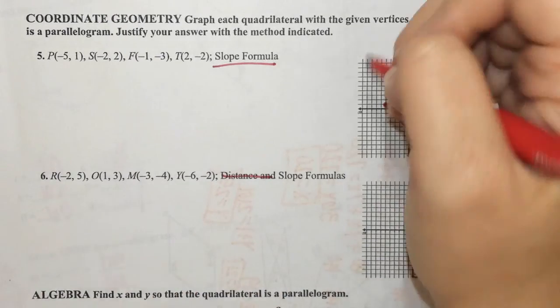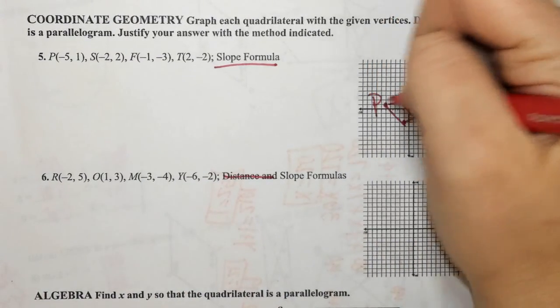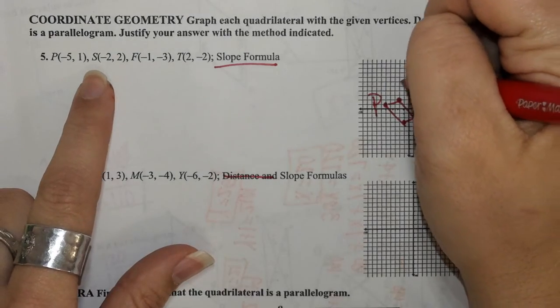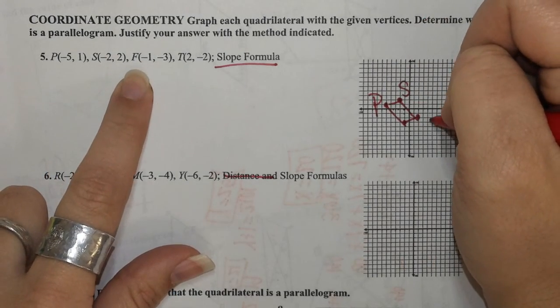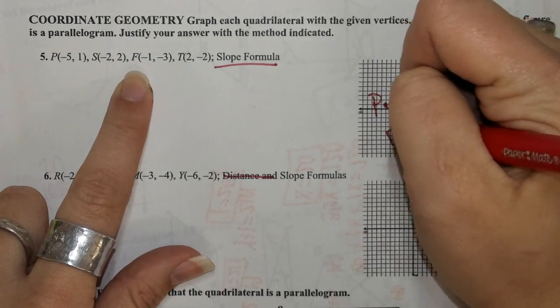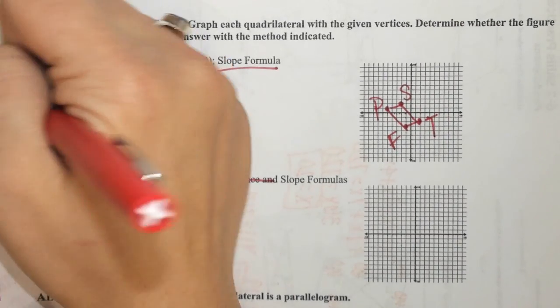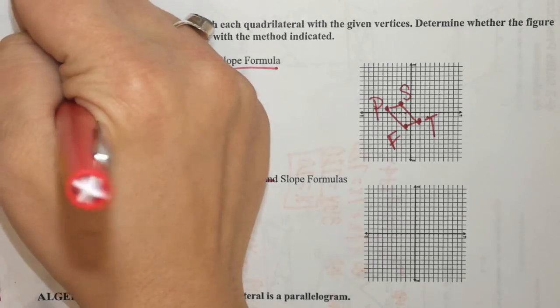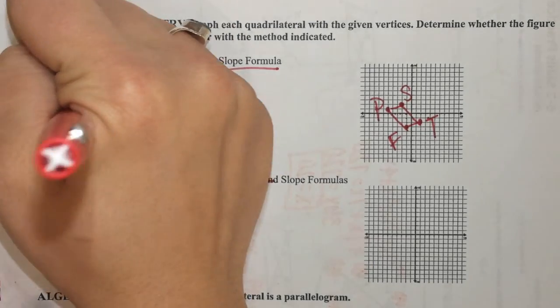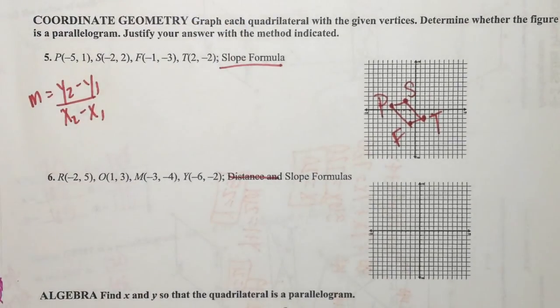Alright, so this is P, this is negative 2, 2, this is S, this is F, and this is T. So you use your slope formula, which is y2 minus y1 divided by x2 minus x1. So you're going to find the slope of all of those: PS, FT, PF, ST.